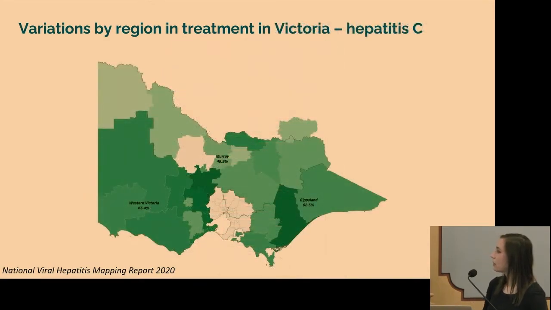Just showing that on the map, you can see here there's a little bit of variation in terms of treatment uptake for hepatitis C, but Bendigo and some of the surrounding regions have higher than average treatment uptake. So the Heathcote area and around Daylesford both have higher uptake than average. But generally, Victoria is doing quite well when it comes to hepatitis C treatment.